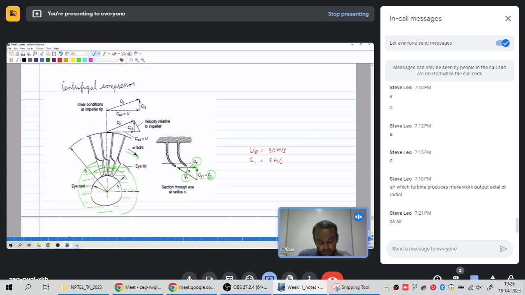And this angle is called alpha. I hope this explanation is clear.